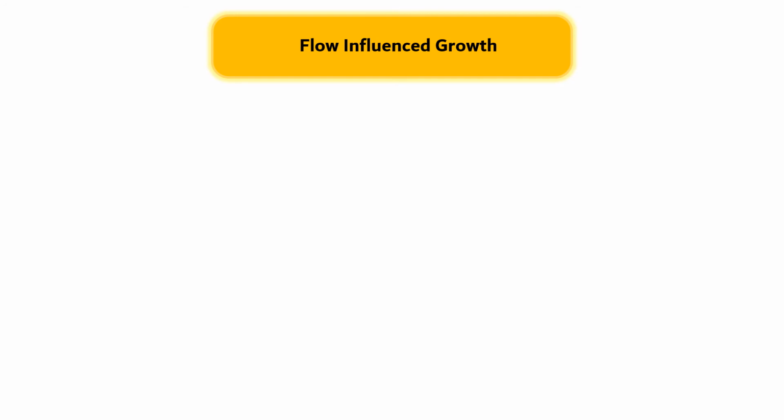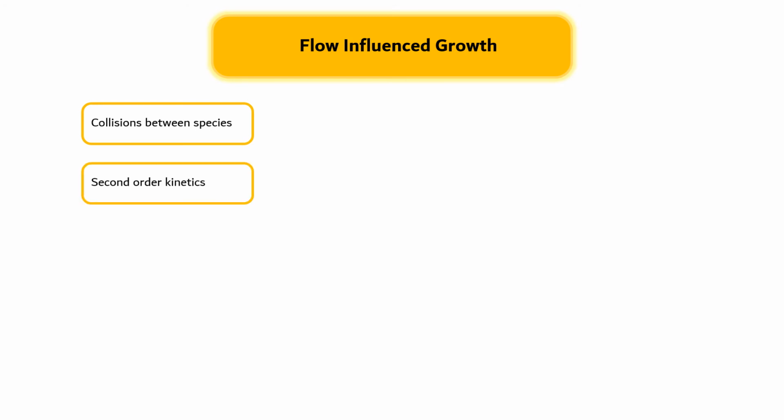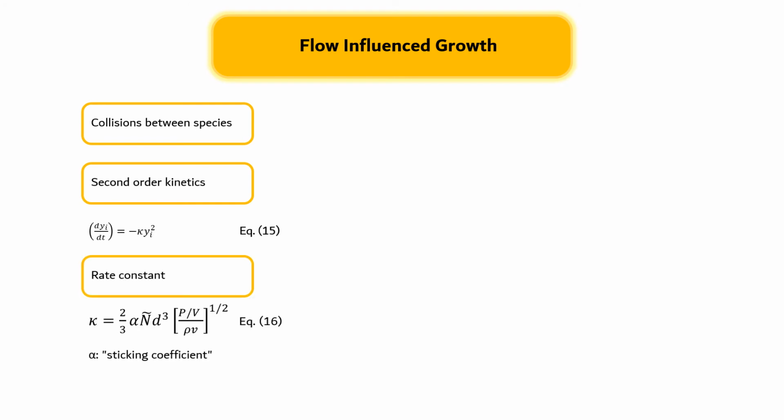Flow-influenced growth. Growth usually involves collisions between species which are swept together by mixing. Growth in this region obeys second-order kinetics as shown in equation 15. The rate constant is now given by equation 16. The quantity in the square brackets represents the square of the average velocity gradients caused by the mixing. The volume fraction of the solids can be calculated using equation 17.